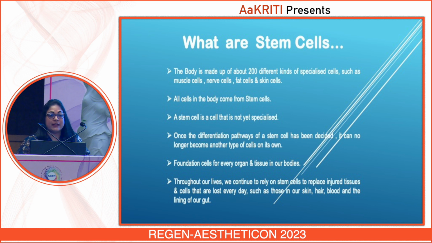What are stem cells? We all know that we have more than 200 kinds of cells: muscle cells, nerve cells, fat cells. The origin of these cells is basically the stem cells, which are not specialized cells. When a stem cell is differentiated, it is no longer a stem cell. So it is the foundation of all cells, organs, and tissues.